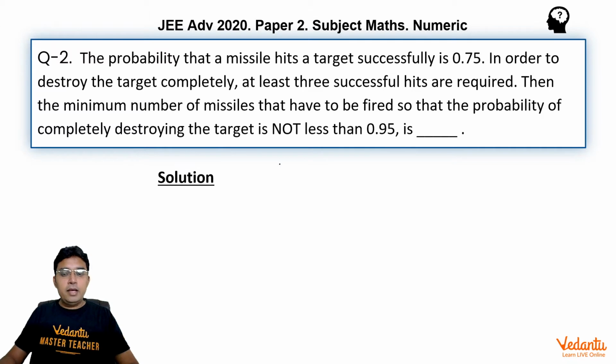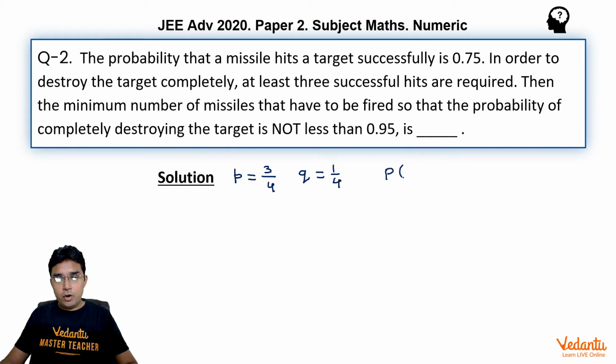So we are given that whenever we hit the target, the success probability is 0.75. So we can call this as P and it is 3 by 4. And hence, every time you hit the target, the probability of not getting the success will be 1 upon 4. Now we are asked what is the minimum number of attempts so that this target is destroyed completely with probability not less than 0.95.